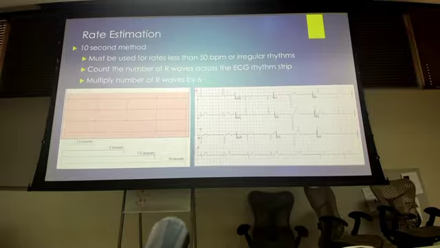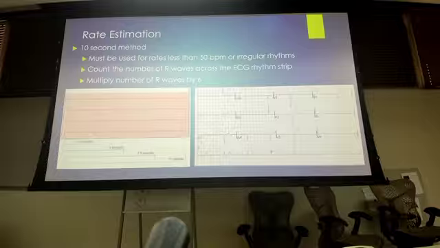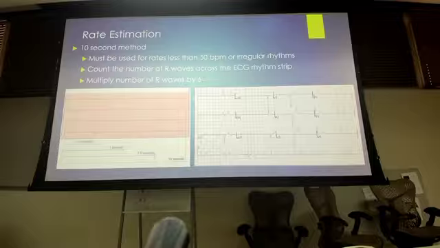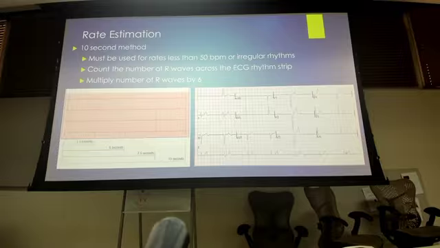We count the bottom. 1, 2, 3, 4, 5, 6, 7. So we have 7 across 10 seconds. And so if we have 7, we're going to times that by 6, which gives us about what? 42. About a rate of 42. So pretty slow rate, right?